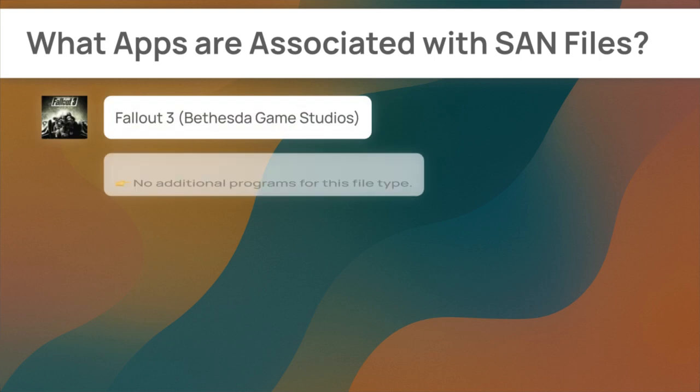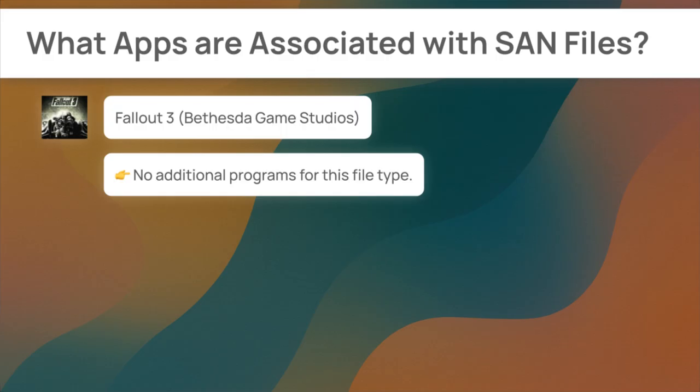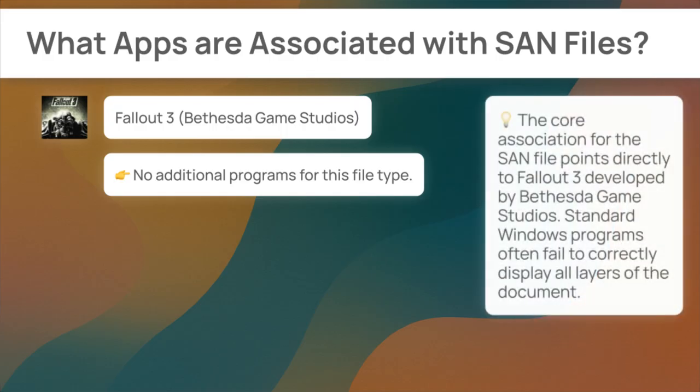Bethesda Game Studios defined Fallout 3 as the main handler for SAN files. Standard Windows programs often fail to correctly display all layers of the document. Windows cannot unwrap asset bundles or level data, so specialized tools must be used.